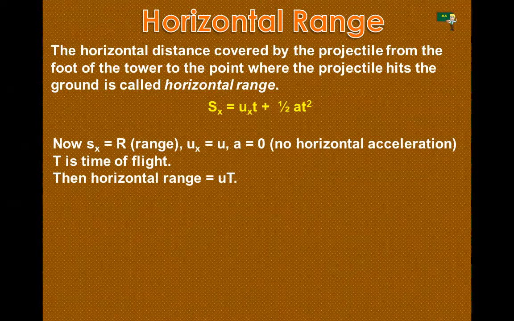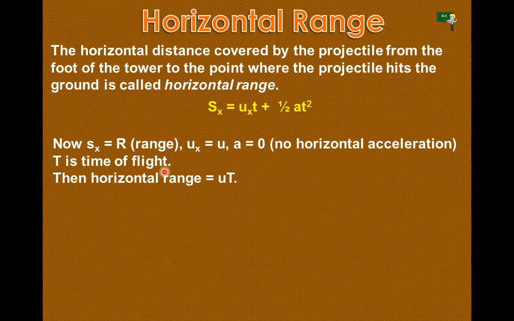The horizontal distance covered by the projectile from the foot of the tower to the point where the projectile hits the ground is called the horizontal range, and it is found by the equation of motion Sx = uxt + 1/2 at². So we put Sx = R, that means the range, ux = u, and a = 0 because there is no horizontal acceleration, and capital T is the time of flight.